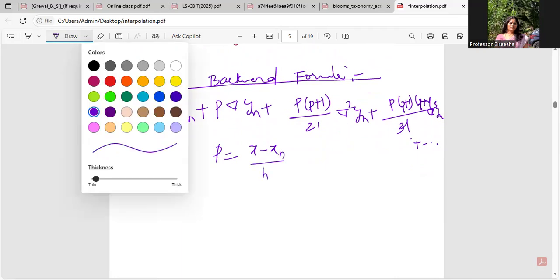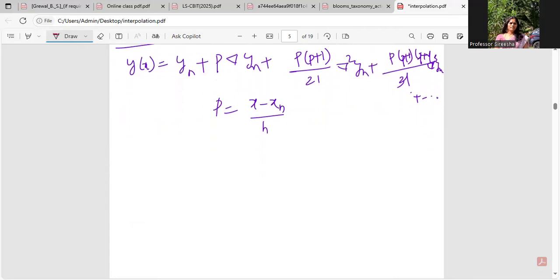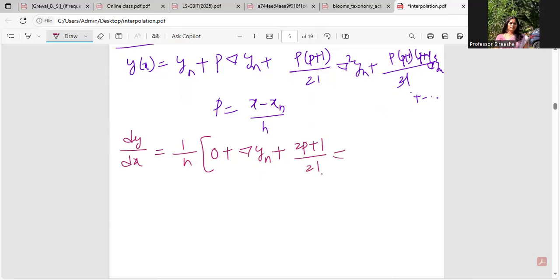Now, again, I'll be finding the numerical differentiation formula. So what I will do, same process like how I have done prior, dy by dx. Of course, I'll be having 1 by h as well, and I'll be differentiating this with respect to p. Yn would be 0. P of del yn would be del yn, plus this would be 2p plus 1 by 2 factorial del squared yn, plus this would be 3p squared plus, there will be no minuses. That's the only difference between both the formulas. Del cube yn and so on. It goes on and on.